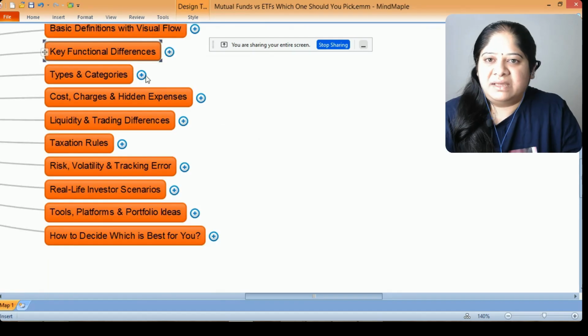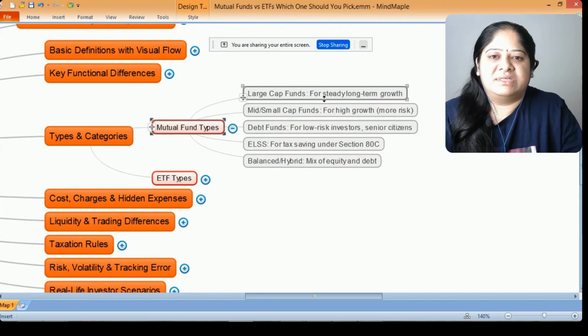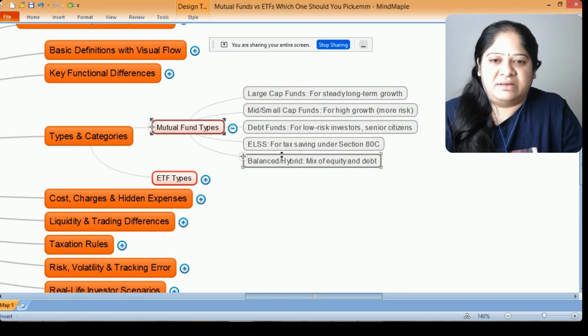Types and categories. Mutual fund types: large cap funds for steady long term growth, mid or small cap funds for high growth and more risk, debt funds for low risk investors and senior citizens, ELSS for tax saving under Section 80C, and balanced hybrid, a mix of equity and debt.